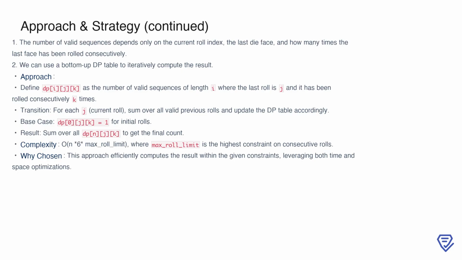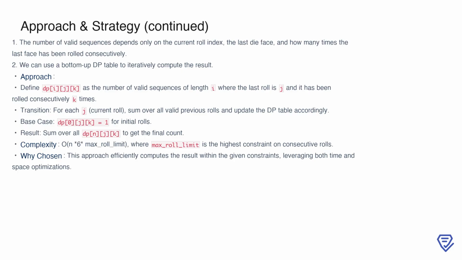Using this insight, we define a DP table where dp[i][j][k] represents the number of valid sequences of length i with the last roll being j, rolled consecutively k times. To compute the transitions, for each possible current roll j, we consider all valid previous rolls and update the DP table accordingly. The base case initializes sequences of length 1, where each die face is valid. The final result is obtained by summing all valid states at the last roll index. This approach ensures that the constraints are respected throughout the computation.